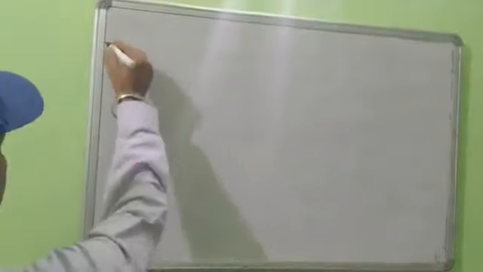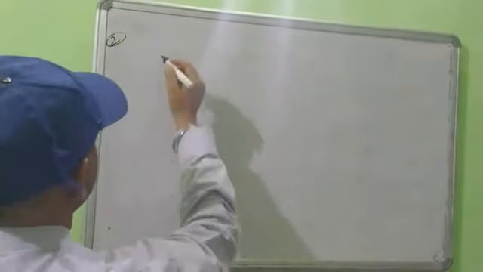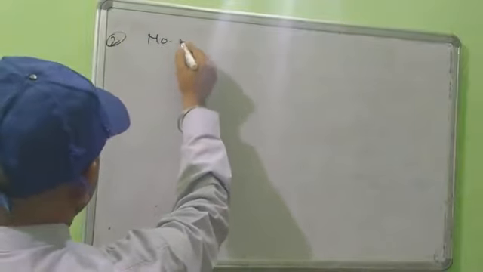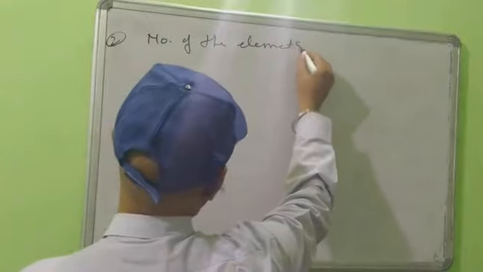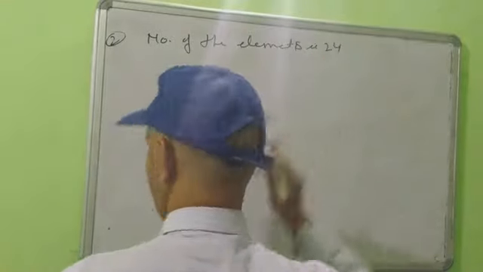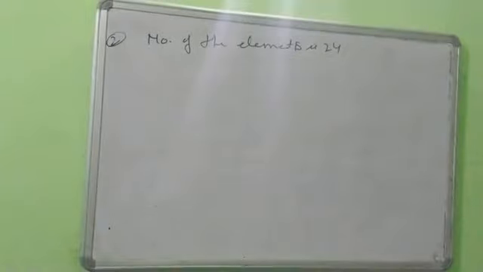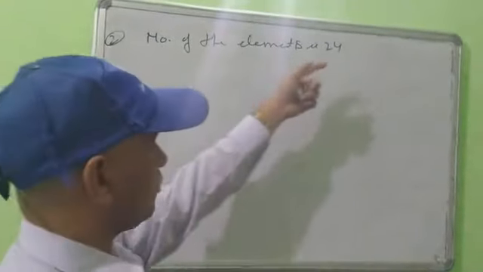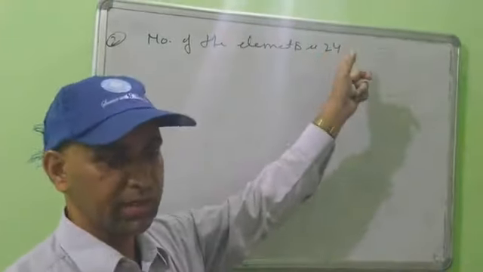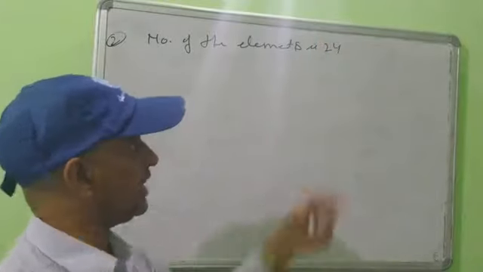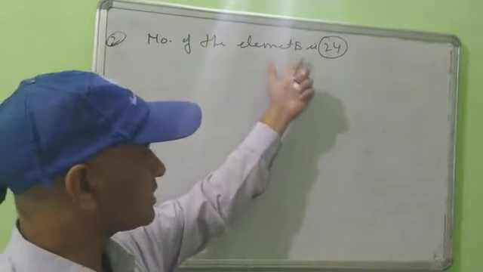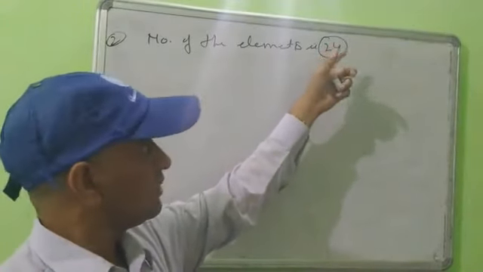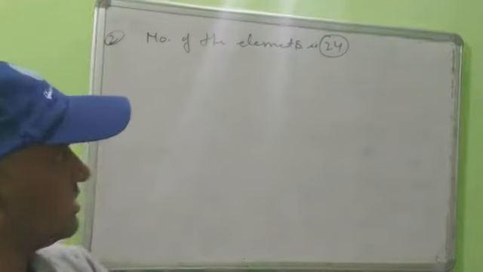Now look here. Suppose in question number 2 the number of elements given is 24. So how do we answer this type of question? Suppose any number is given, like 24, 20, 100, 50, 60, any number of elements. How do we give the answer in this type of question?